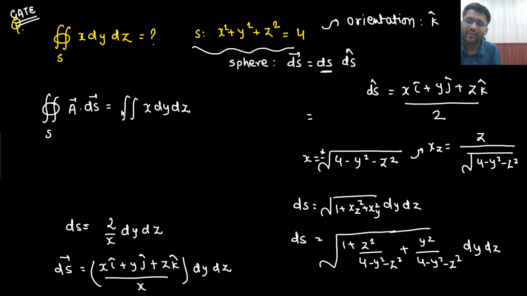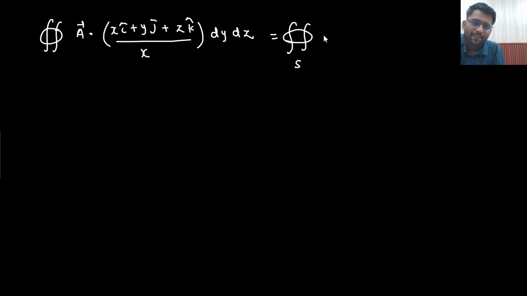Let's go on to the next page. Sir, it would have been a dot ds vector. The ds vector is coming out to be x i cap plus y j cap plus z k cap divided by x, dy dz. And that would be equivalent to x dy dz. So now this particular thing should be equal to x.